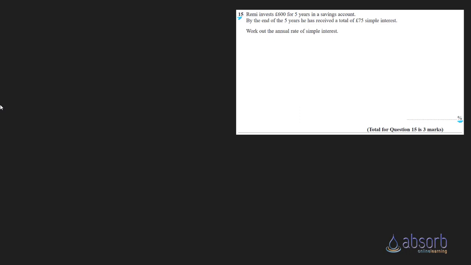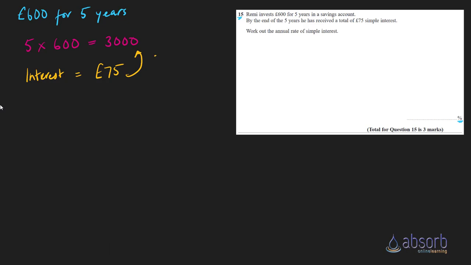So Remy has invested £600 for 5 years. 5 years at £600 means in his bank account he will have £3,000. The interest he got was £75. Okay, so £75 as a percentage of 3,000.